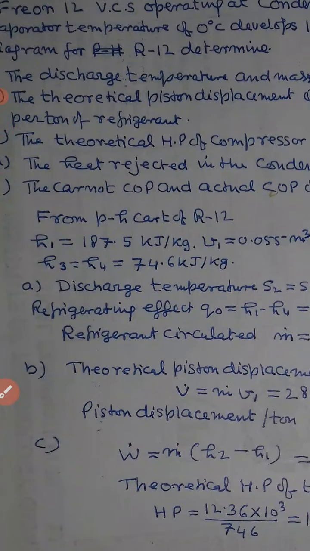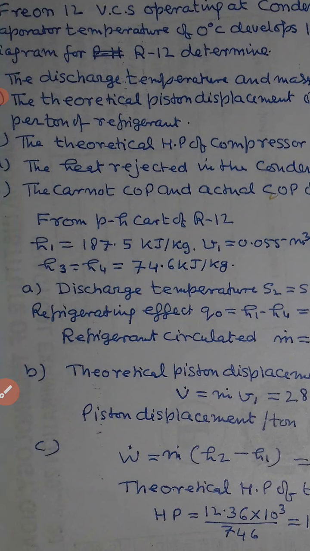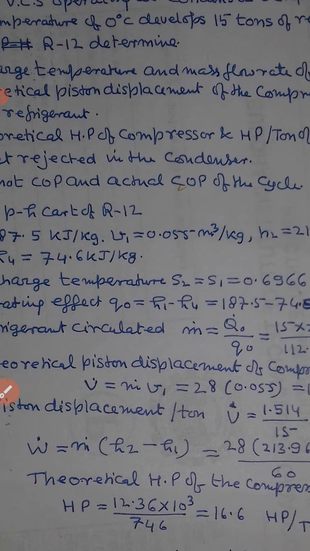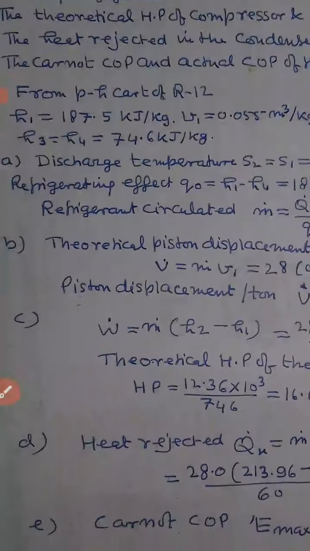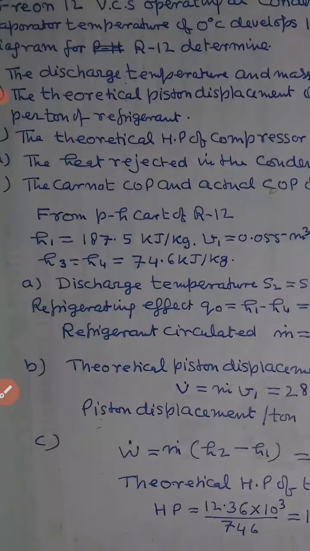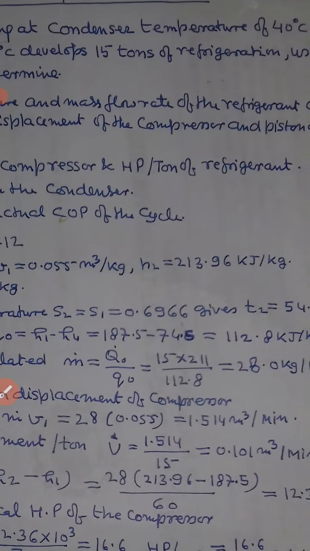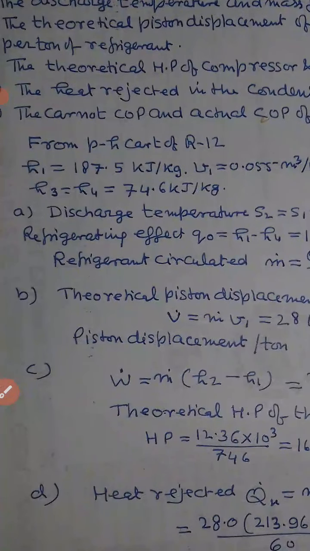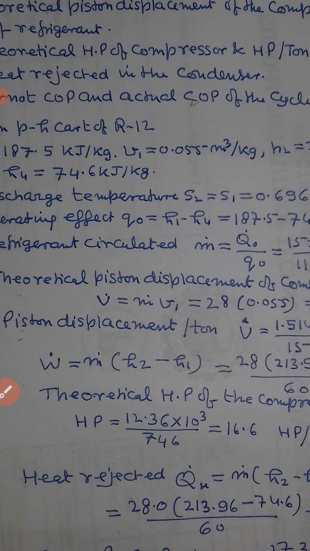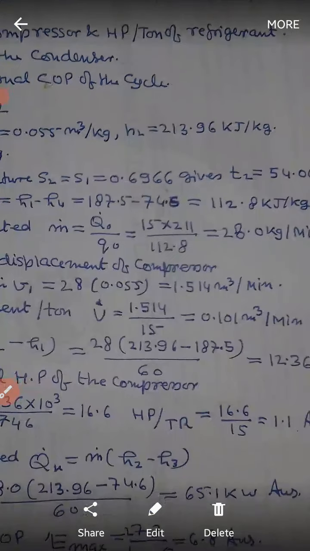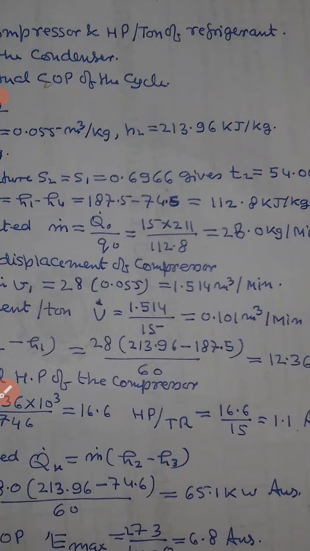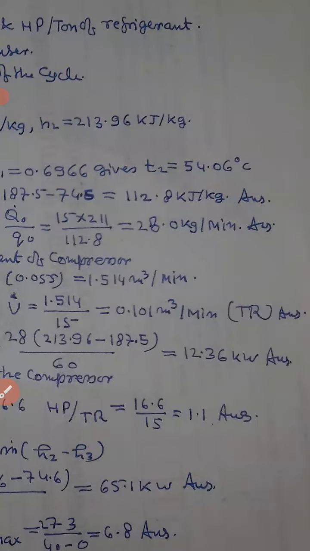C part is the theoretical HP of the compressor and HP per ton of refrigerant. So W is equal to M dash into H2 minus H1, that gives 28 into 213.96 minus 187.5 divided by 60, and that gives 12.36 kilowatt.